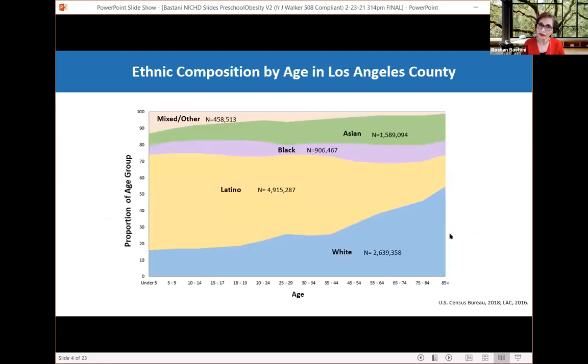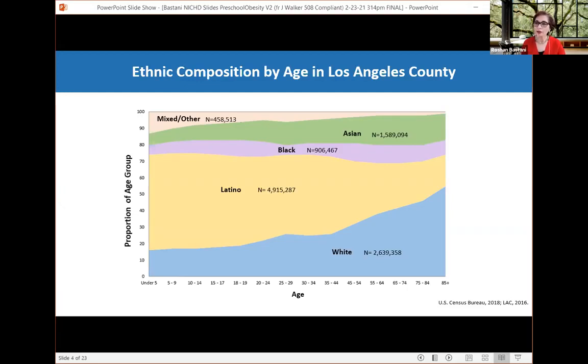Now, although Latinos are 49% of the population, what this slide shows you is that it is a young population. About 70% of children are Latino versus 49% of the entire population. So because it's a young population, it is not yet represented in the older age groups to the extent that their numbers in the population might suggest. The ages at which chronic diseases start becoming more and more prevalent.